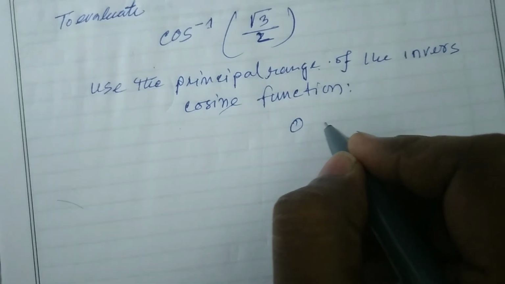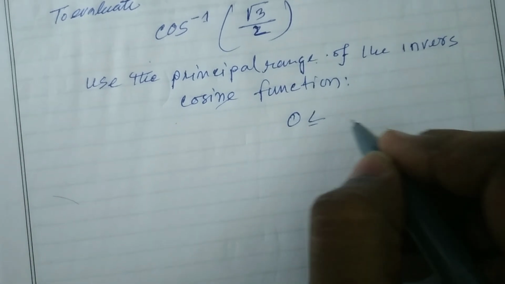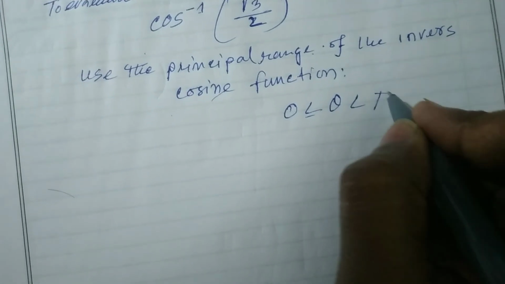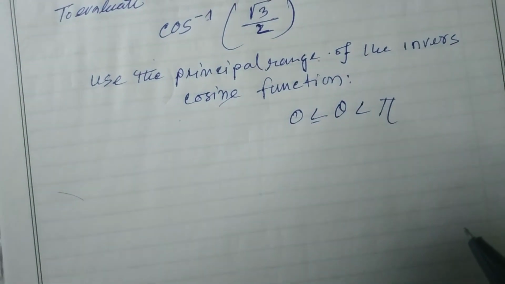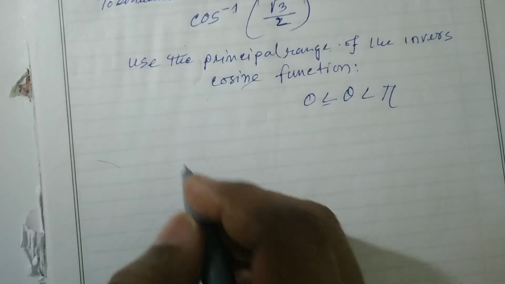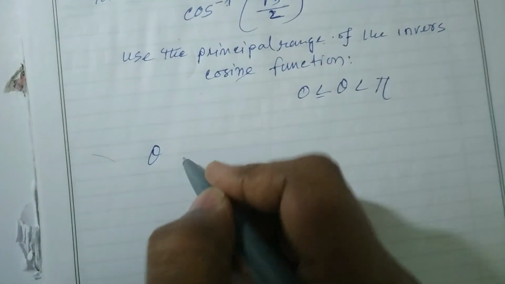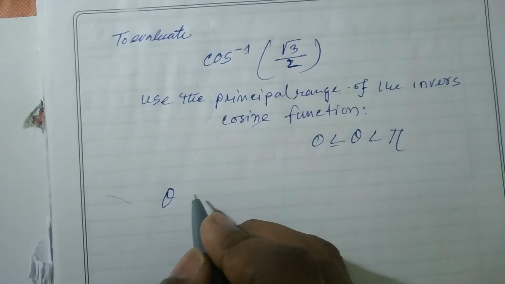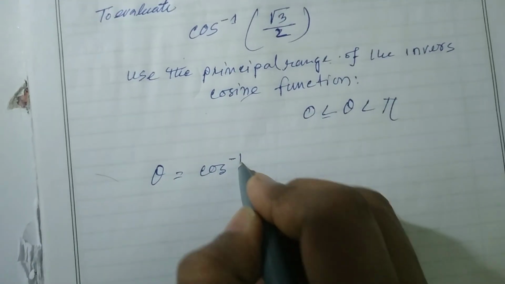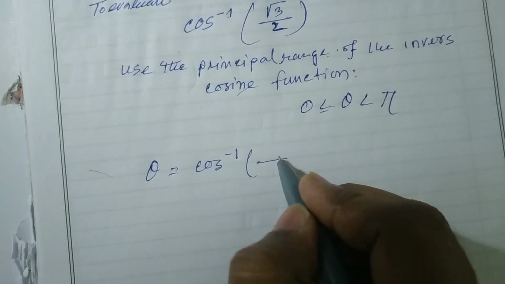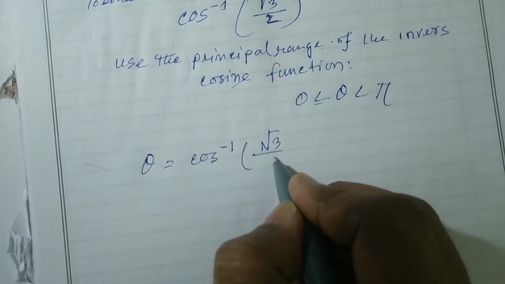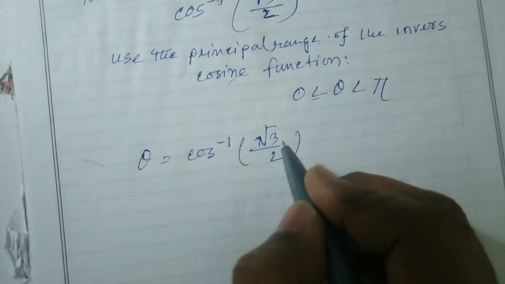Here, 0 less than or equal to theta less than or equal to pi. Now theta equals cos inverse of root 3 divided by 2.